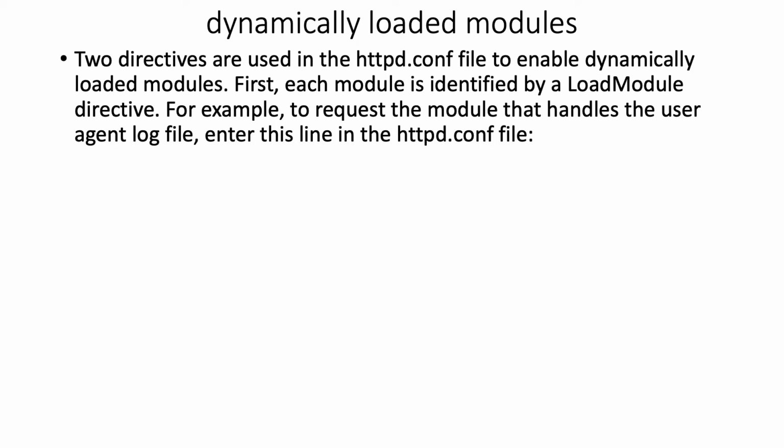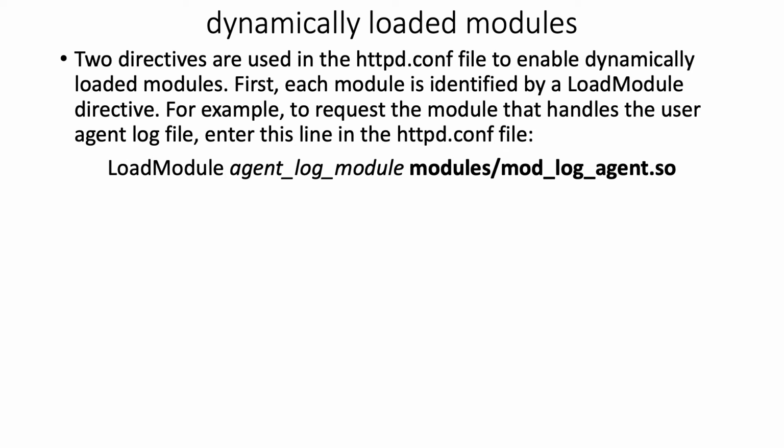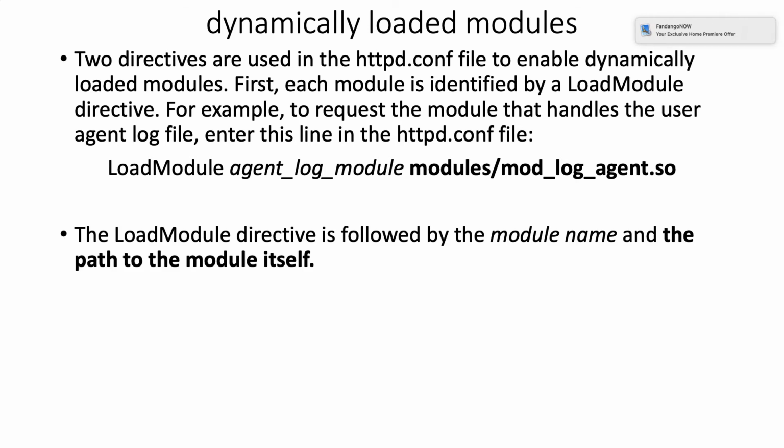Dynamically loaded modules: two directives are used to enable dynamic loaded modules. First, each module is identified by a LoadModule directive. So you have something like LoadModule, agent log module, the name of the module, and then this is where you can find that module. Where do you get the file for that? The LoadModule directive is followed by the module name and the path to the module itself. So, the module name and the path to the module.